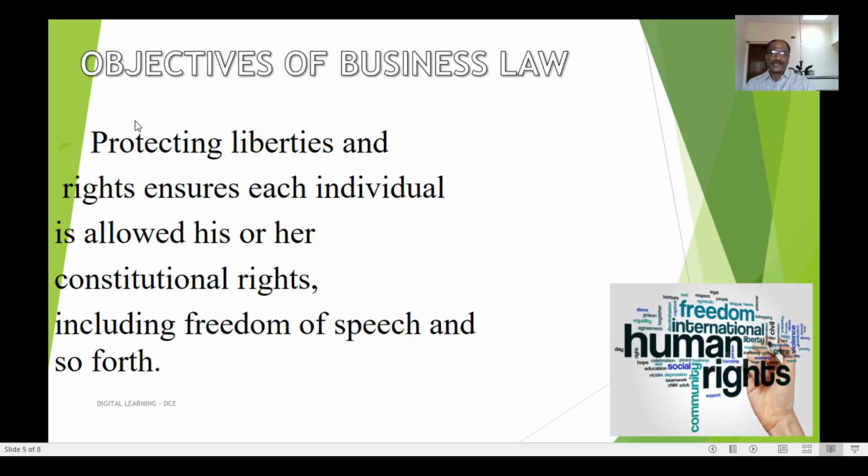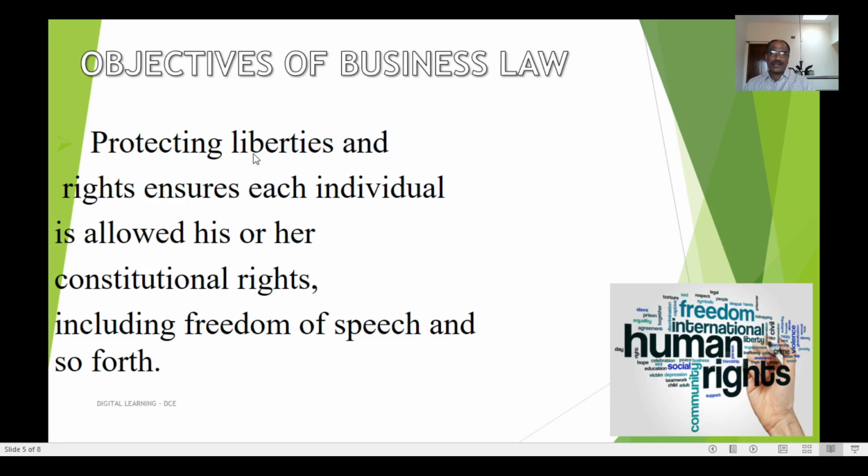Next, it protects the liberties and rights, which ensures each individual is allowed his or her constitutional rights, including freedom of speech and so forth. The Indian Constitution has provided some rights to human beings, such as freedom of speech, and all these can be benefited with the help of business law, because business law protects the liberties. Liberty, swatantra, is provided for all the people by the Indian Constitution.